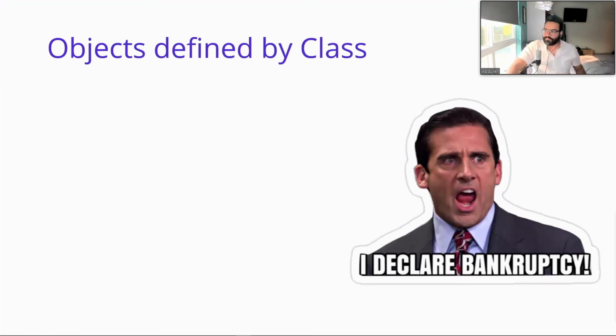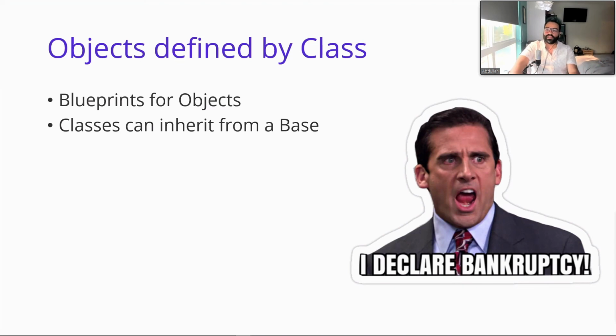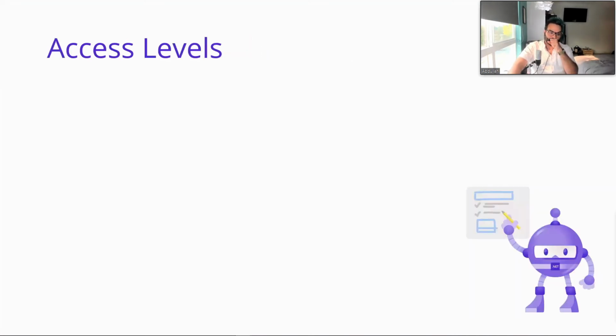So how do you declare the classes before you use them? Well, how do you declare objects, I should say? You declare them with something called a class. They're pretty much blueprints for objects. And like I mentioned before, with the chair example, a class can inherit from another class. An office chair can inherit from a chair, or what we call a base class. For example, a car inherits from vehicle.